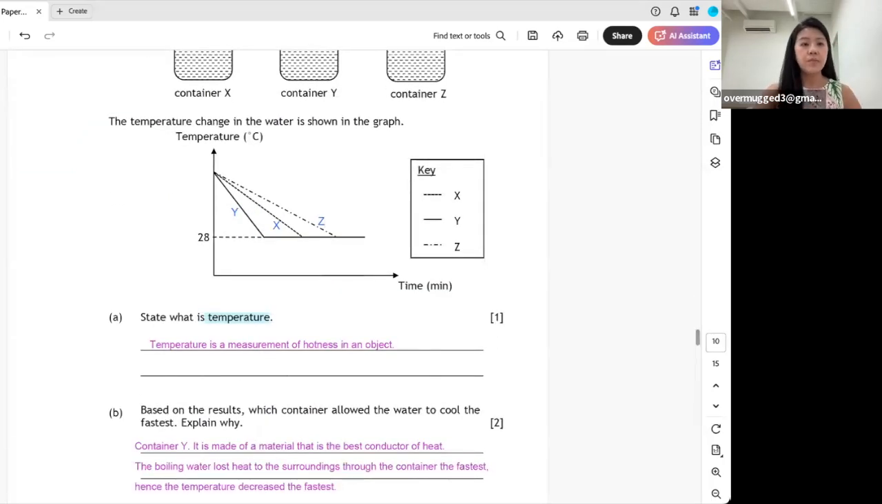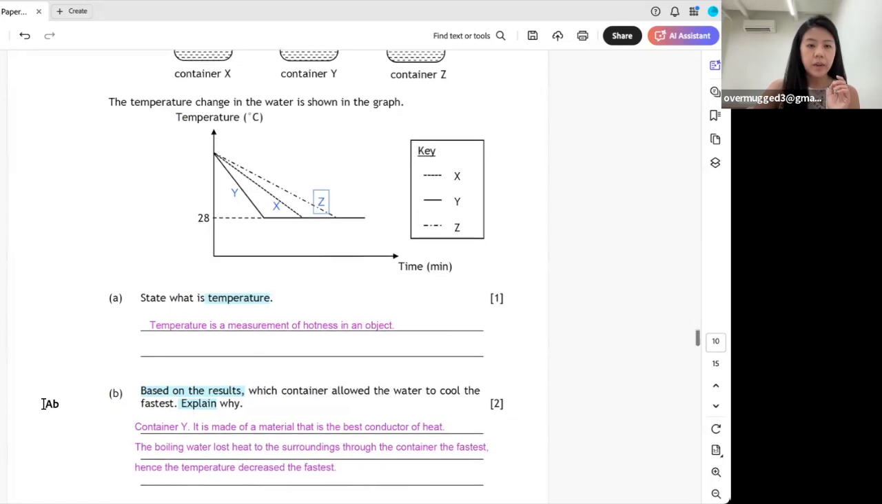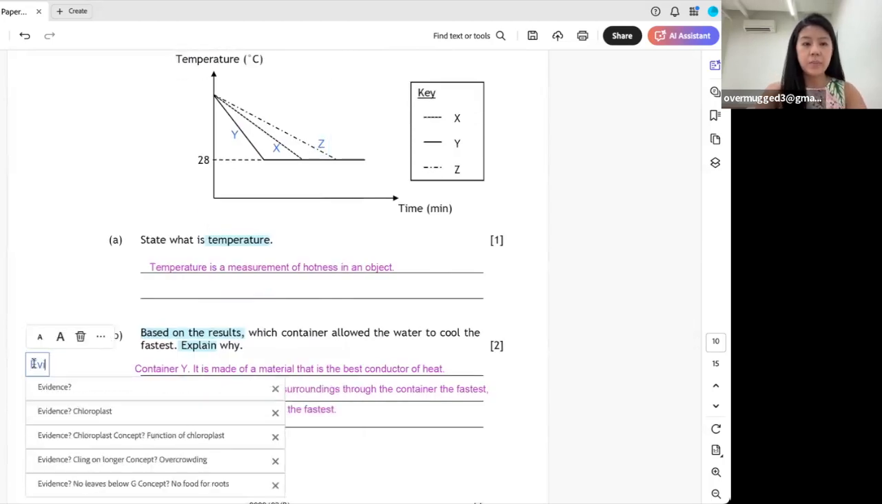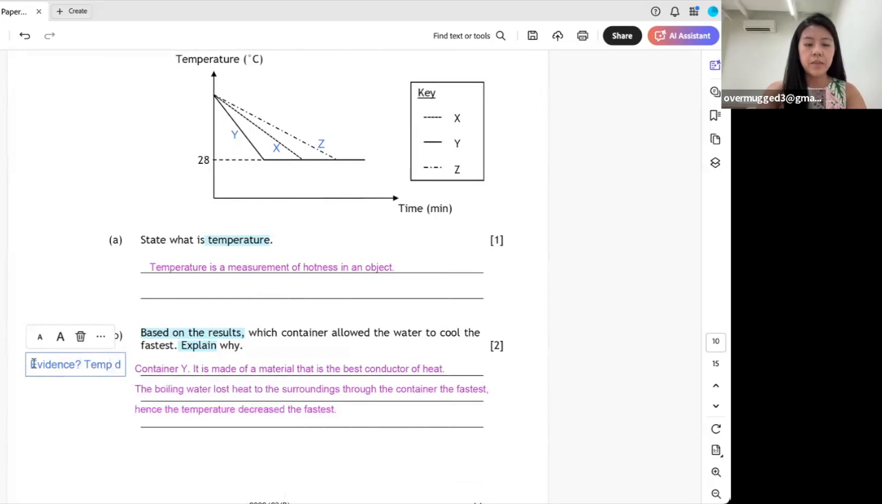Then, based on the results, take note of this. When we base anything on the results, we need to go back to the graph. Okay, allow the water to cool the fastest and explain why. So we need to also be able to link it to various concepts. Now, first of all, what evidence am I looking for? I'm looking for the temperature decrease fastest if I'm looking for the container that allows the water to cool the fastest.